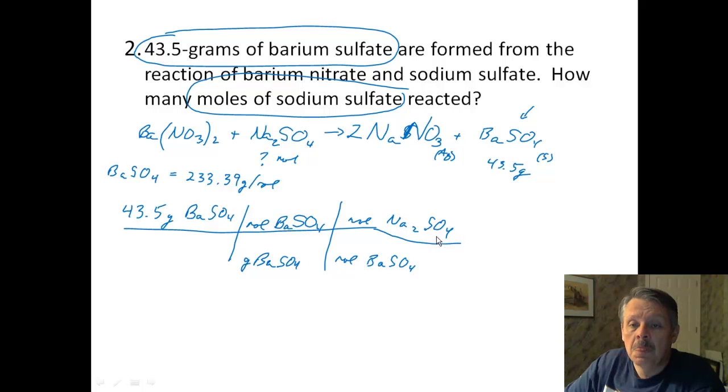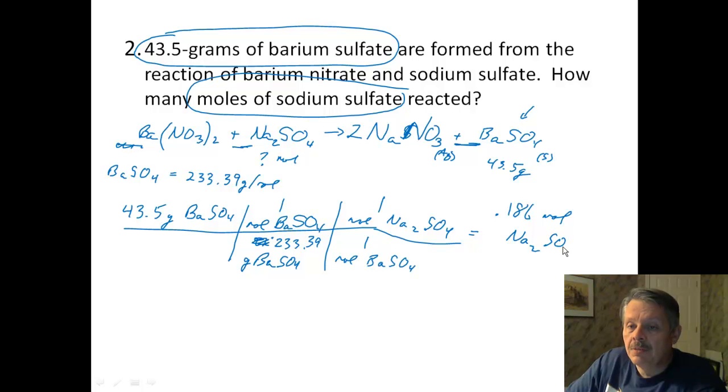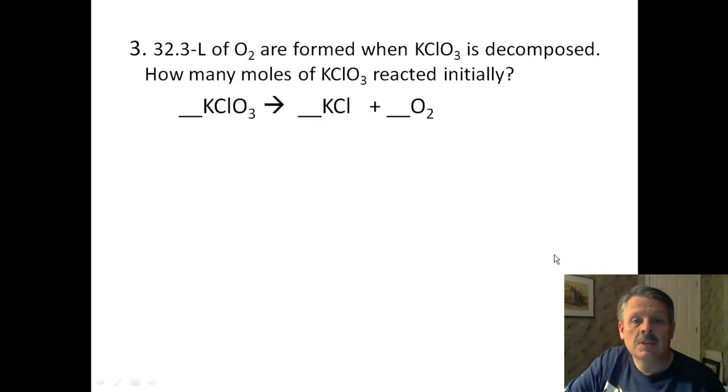and then I'm done. Well, let's look at what information I have. 1 mole of barium sulfate weighs 233.39 grams. Barium sulfate has a 1 in front of it, implied, and sodium sulfate also has a 1 in front of it, so I put a 1 and a 1 there. When I do the math of 43.5 divided by 233, everything else is 1, so I get 0.186 moles of sodium sulfate. That's my final answer. Realize, three sig figs in my question, 3 sig figs in my answer.